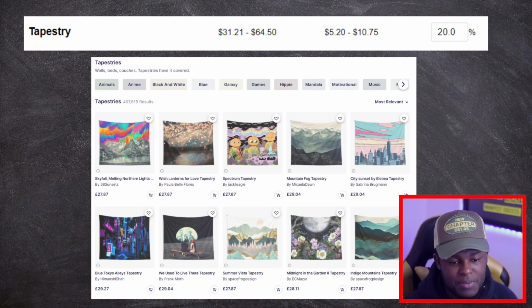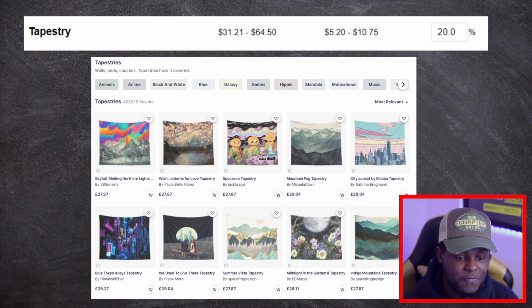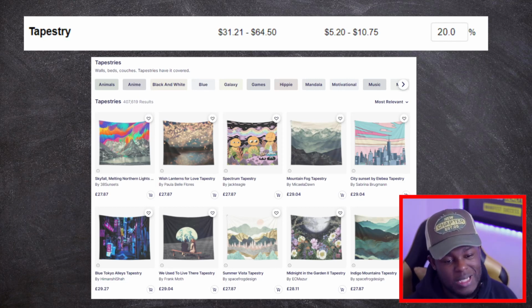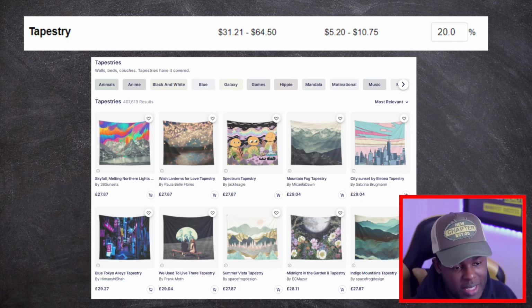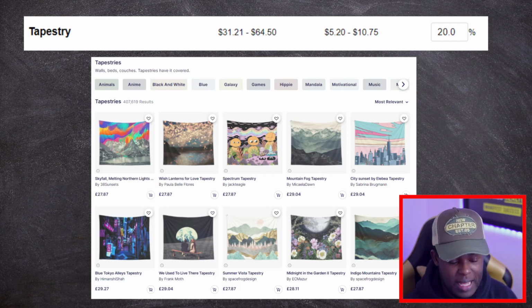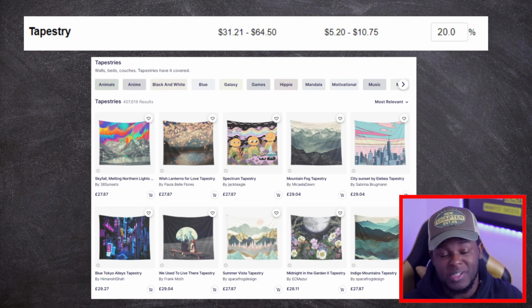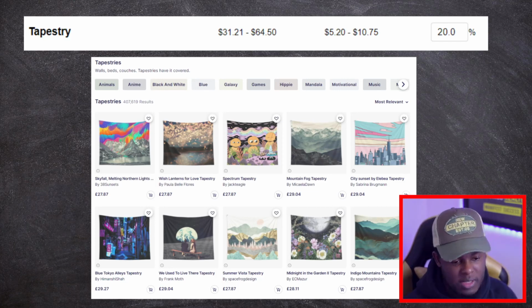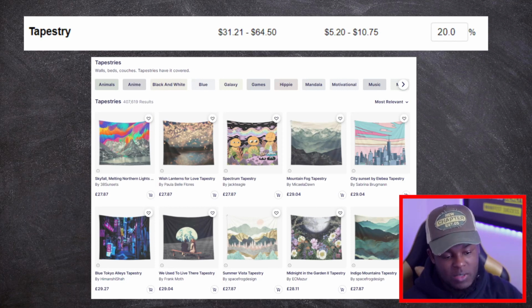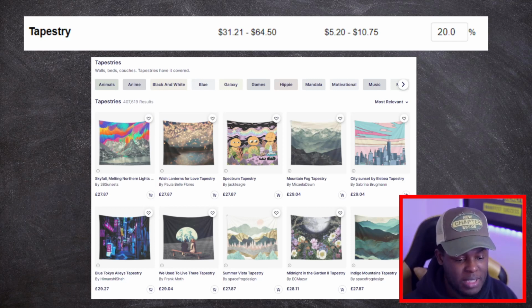When it comes to tapestries, the base margins are $5.20 to $10.75 in terms of the profit you can get for selling them. This is something that I've sold quite a lot of myself. Like I said in the video where I showed the different products that I get high profits from, I spoke about tapestries quite a lot, and this is one that you guys can easily implement into a lot of your designs to get yourself sales.